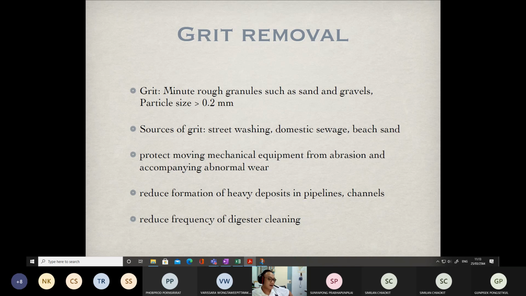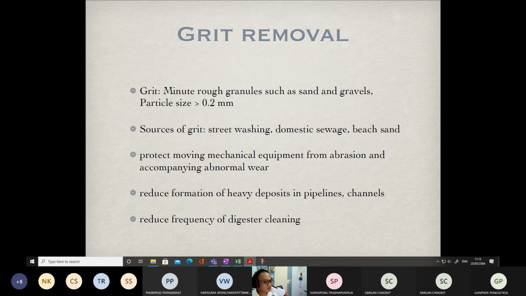Basically, this unit we use to separate solids from liquids. This will help to reduce the formation of heavy deposits in the pipelines and channels. Just imagine the sands and the gravels. So what are the specific gravities of sands and gravels? Generally speaking, it would be around 2.65, which is about 2.65 times higher than the water.